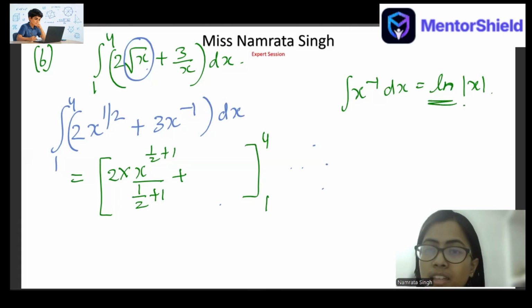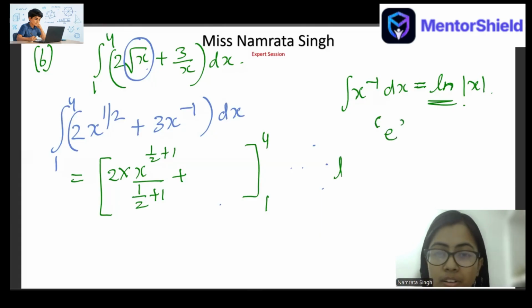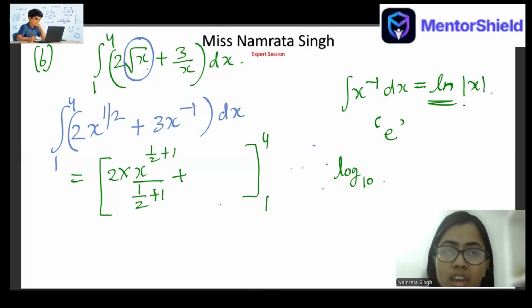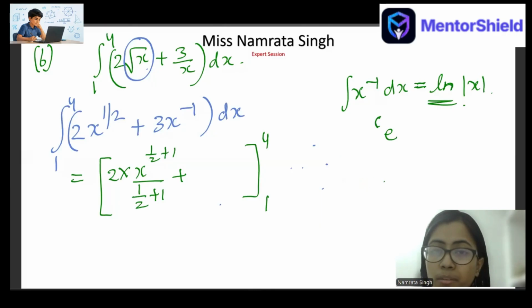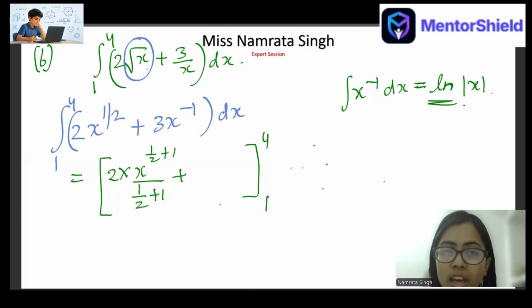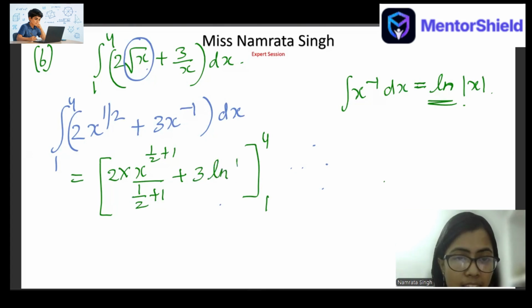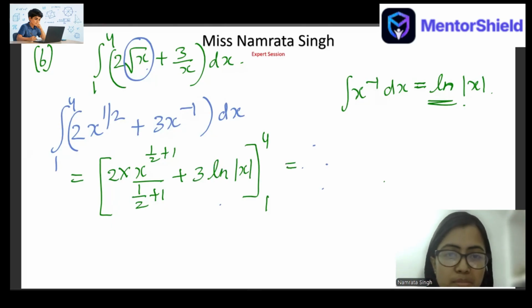Okay, so the natural logarithm has the base e, whereas the other logarithm that we study most commonly has the base 10. Now, the logarithm with the base e is what we are going to write here, that is plus 3 ln x modulus. Okay, that means the x has to be always positive. Fine. Now is the time to simplify your answer.